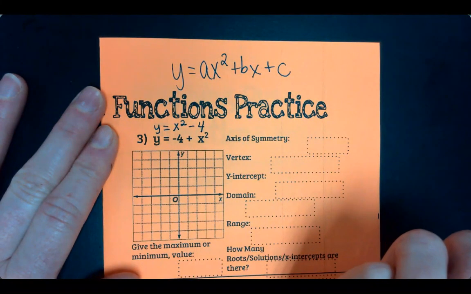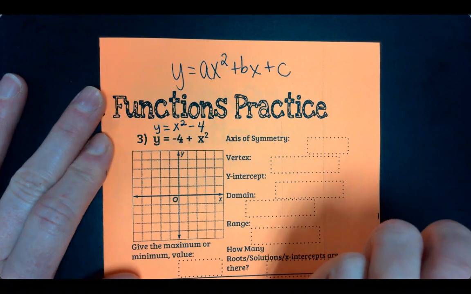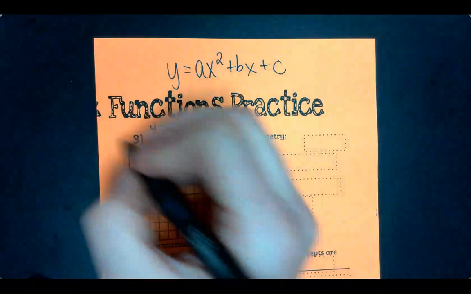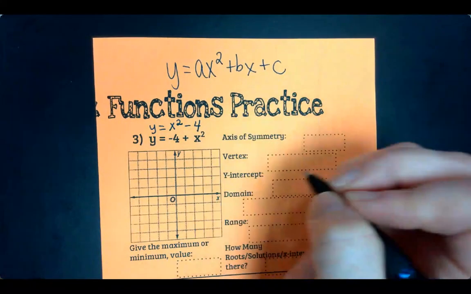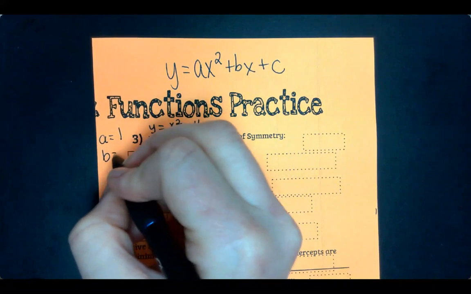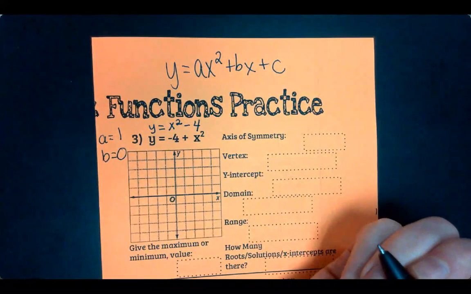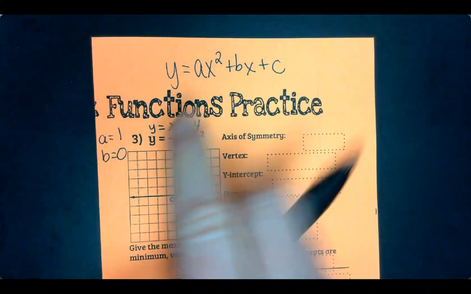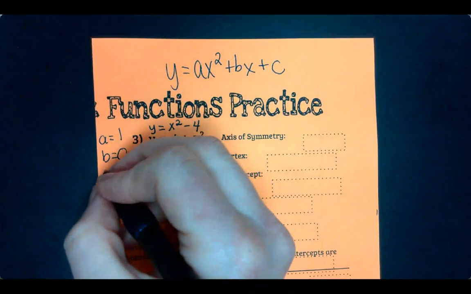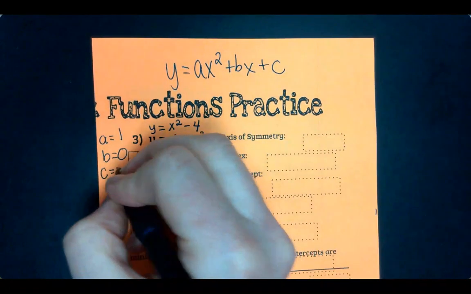There is no bx. So what does that mean about b? Is there one? It'd be like 0x. So a is 1, b is 0 because there's not one. We could have written this as x squared plus 0x minus 4. And then c is -4.